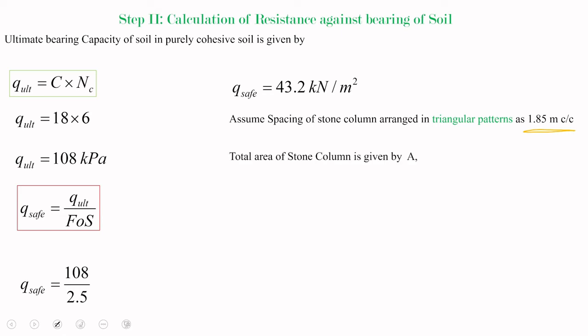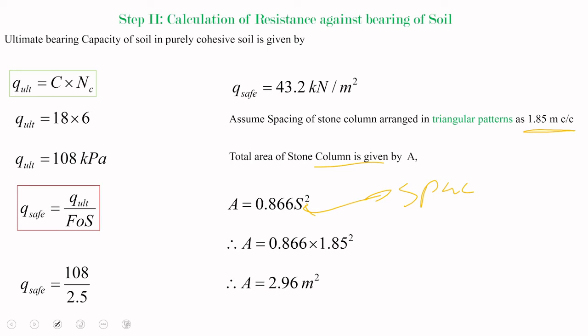So the total area of the stone column is given by capital A. What is that total area? Total area will be equal to 0.866 S square. This is mentioned in the IS code. Therefore, we can calculate the total area. Total area will be equal to 0.866 times 1.85 square, where S is nothing but the spacing of the stone columns. So the area comes around 2.96 meter square. This is the total area.